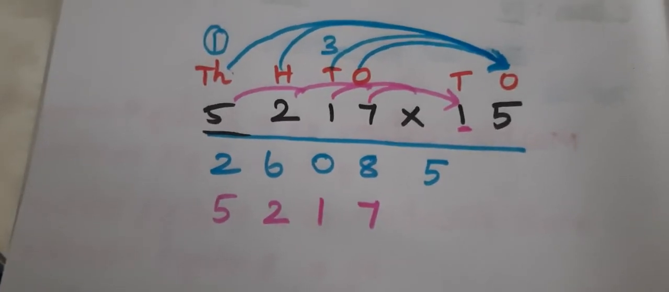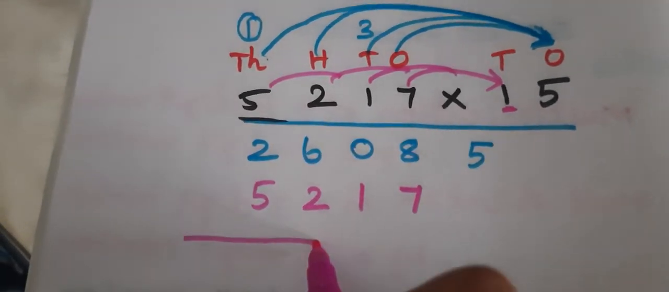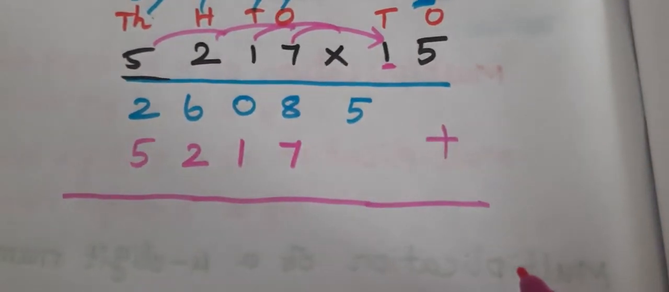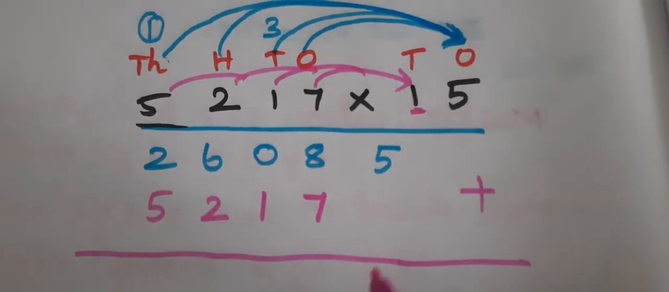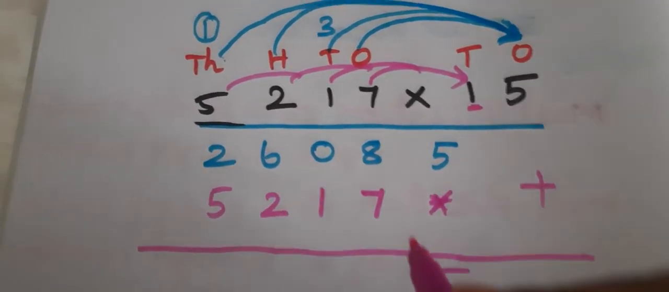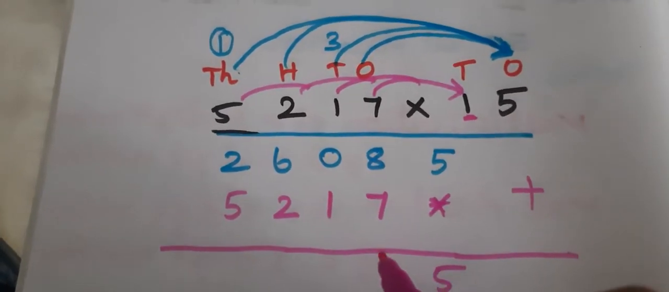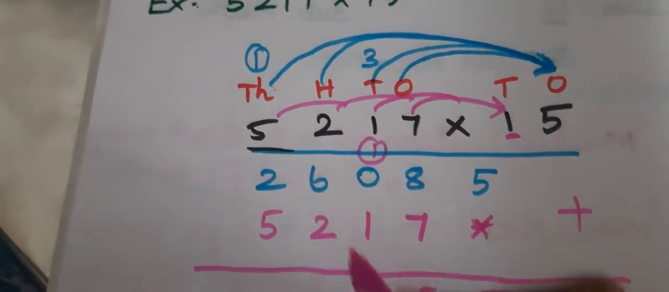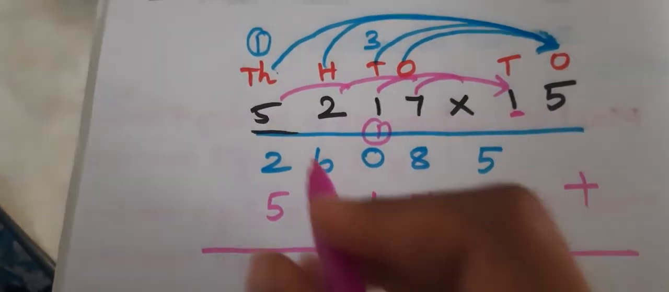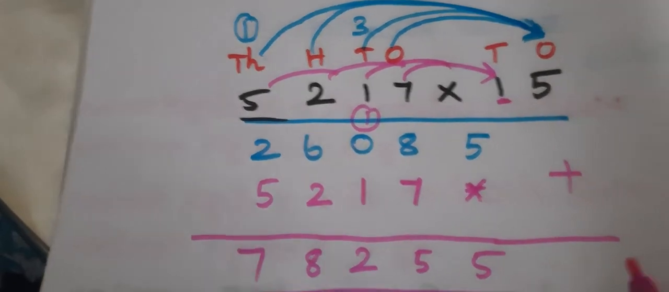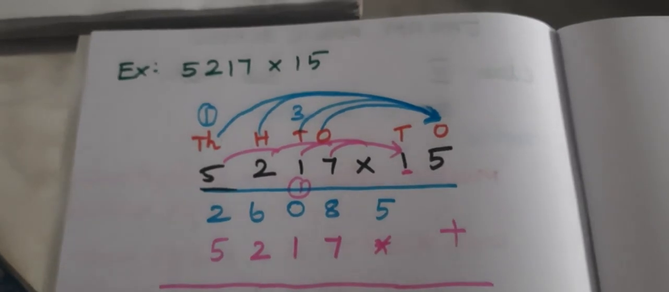Do you have any doubts? Okay. Now I am going to proceed with these numbers by addition. Here there is no number, so this is a star. So 5 you have to write directly. 8 plus 7 is 15. 1 is a carryover. 1 plus 1 is 2. 6 plus 2 is 8. 2 plus 5 is 7. So this is the answer. Not the answer, it is a product.